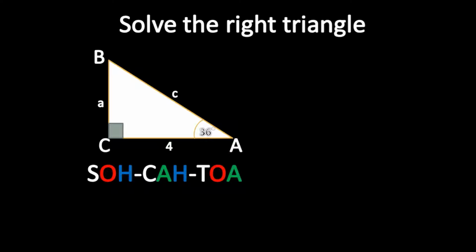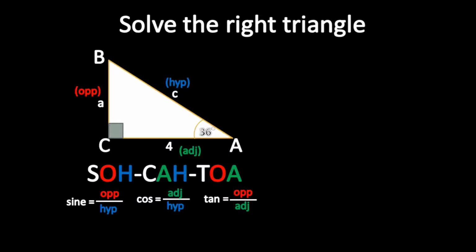SOH CAH TOA. Sine is equal to opposite over hypotenuse. Cosine is equal to adjacent over hypotenuse. Tangent is equal to opposite over adjacent. So these are three of the main trig functions: sine, cosine, and tangent. SOH CAH TOA is a mnemonic device meant to help you remember.